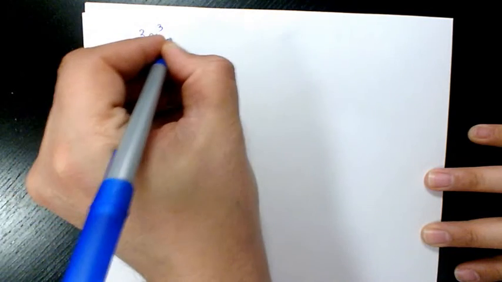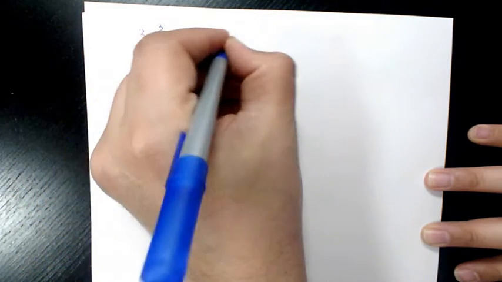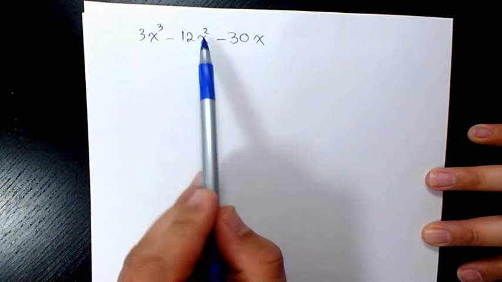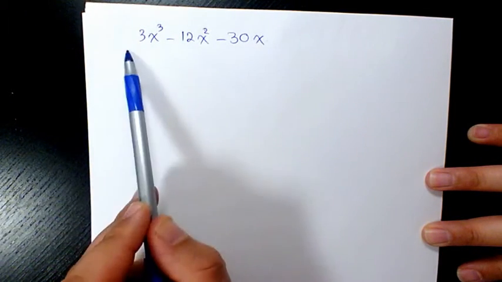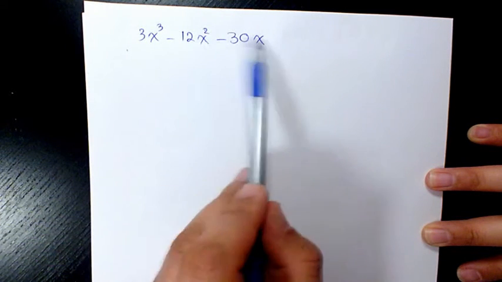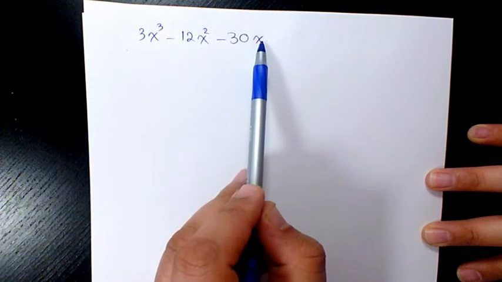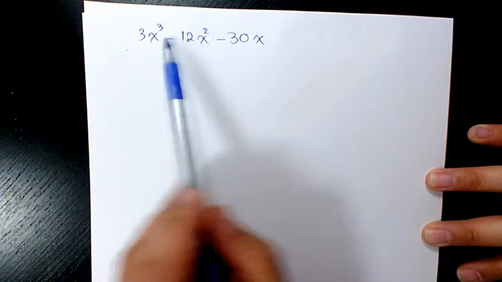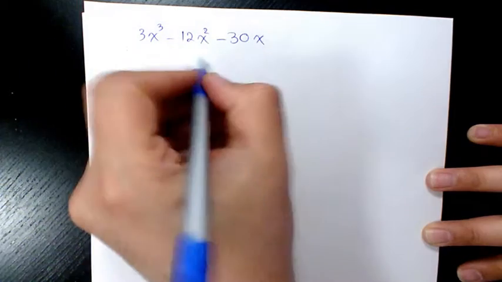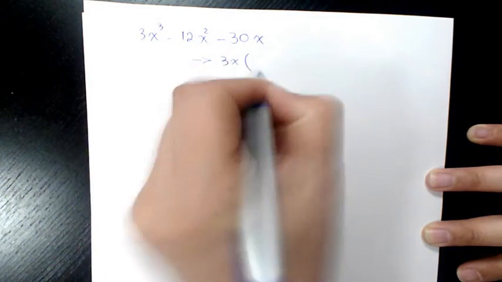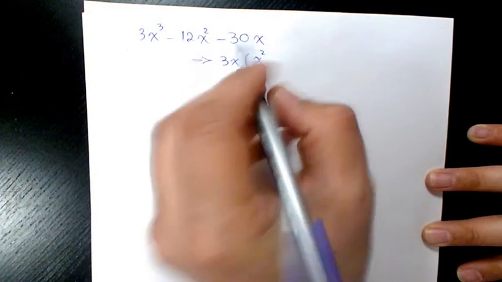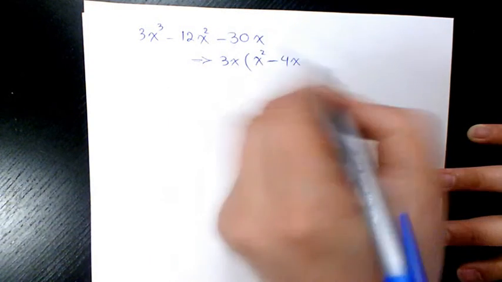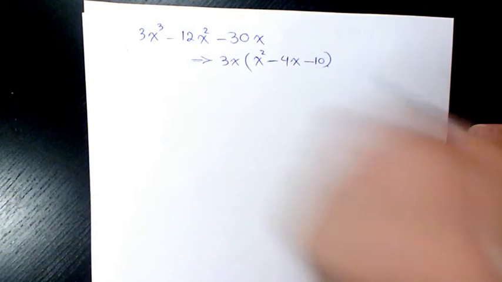Next is 3x cubed minus 12x squared minus 30x. We have x cubed, x squared, and x. All of them are x's, and the smallest exponent is going to be x, so we can factor x here. Here we have 3, 12, and 30. The greatest common factor is 3, so we can factor 3x. 3x cubed divided by 3x is going to be x squared. Negative 12x squared divided by 3x is going to be negative 4x. And here we have negative 10.